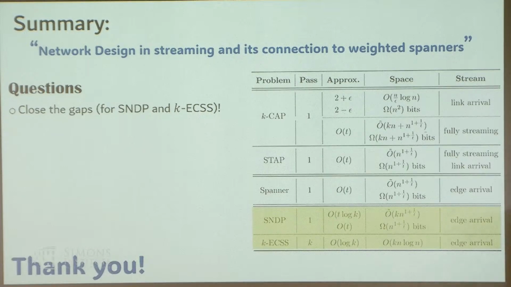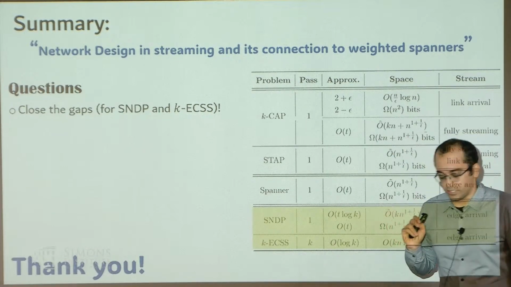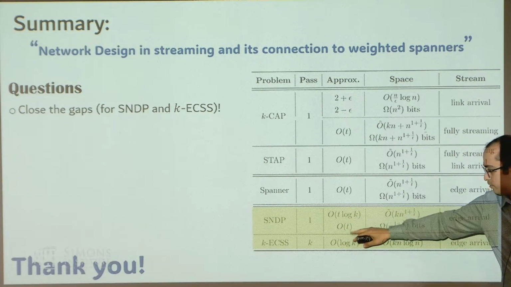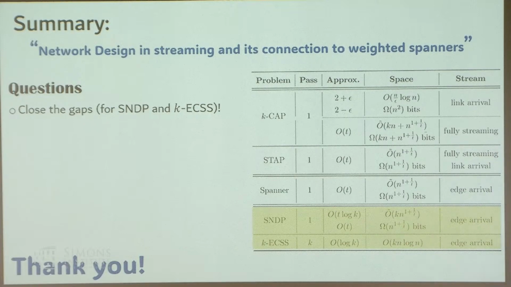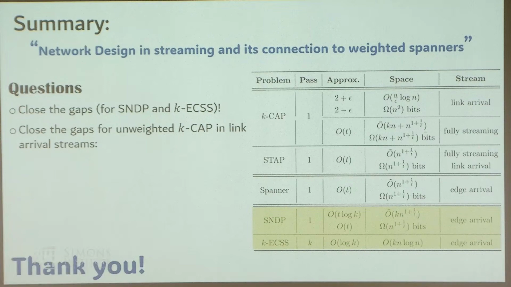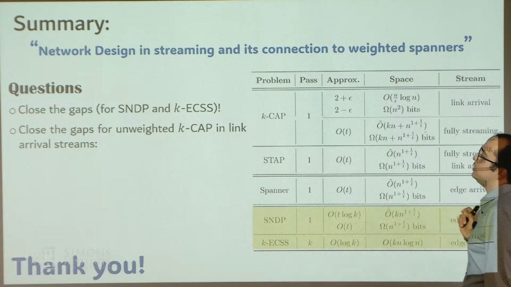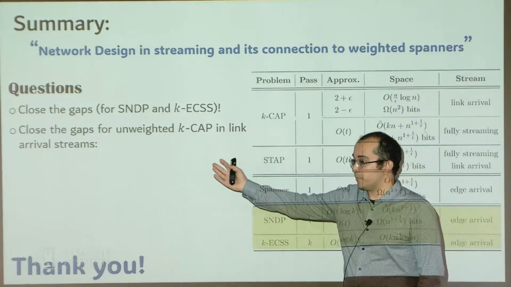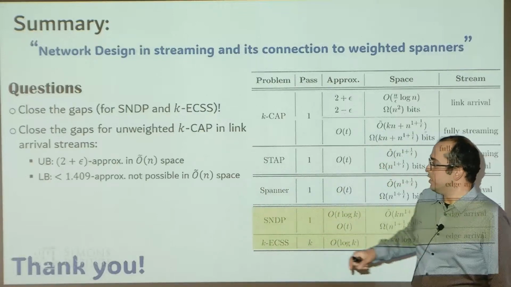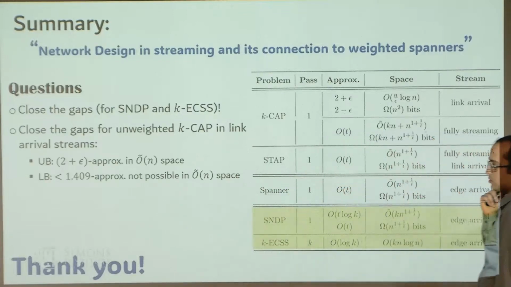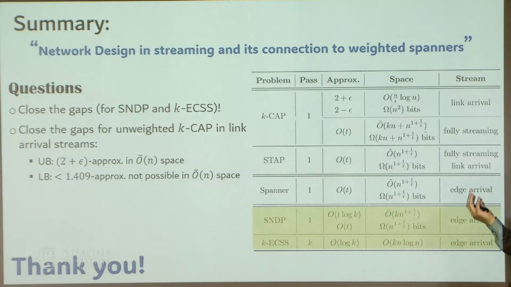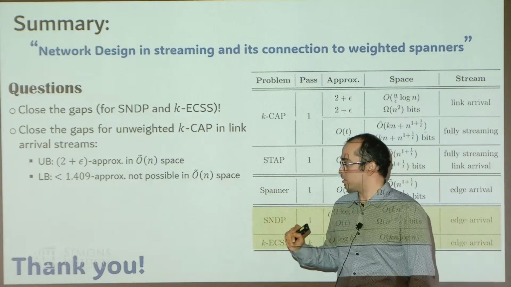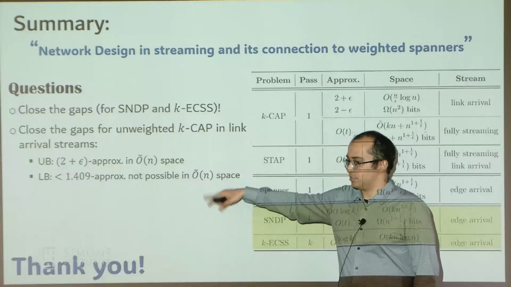So for instance, for the general network design problem and K edge connected spanning subgraph, there is a gap between upper and lower bounds. As you see here, there's a T log K and order T, and there's also a difference in the space complexity. So I mentioned that we have a tight bound for weighted K edge connectivity in link arrival streams, but the situation is different for the unweighted case. For the unweighted case, we still have a gap. The best upper bound that we have is a 2 plus epsilon approximation in O tilde of n space. But the best lower bound that we know basically rules out getting better than 1.409 approximation in O tilde of n space. So there is a gap here.